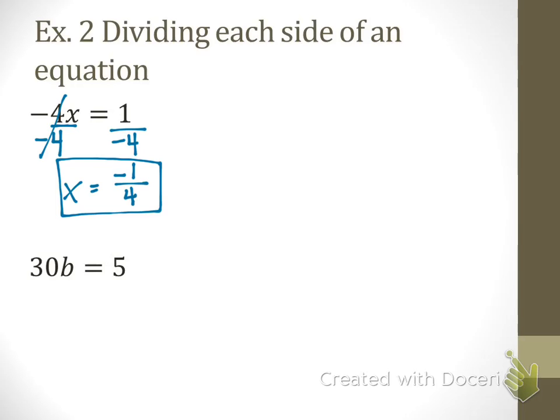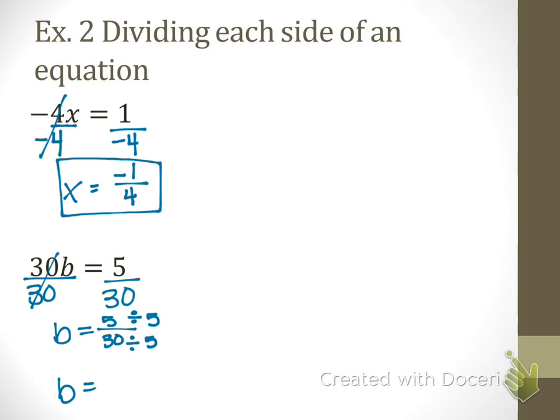Okay? So the next one, I ask myself, what's going on between 30 and b? Multiplication. So the opposite of multiplication is division. So I divide both sides by 30. And I get b is equal to, I need to reduce this fraction because what I get is 5 over 30. And I know that 5 can go into both of these. So I divide both the top and the bottom by 5. And I get b is equal to 1 over 6.